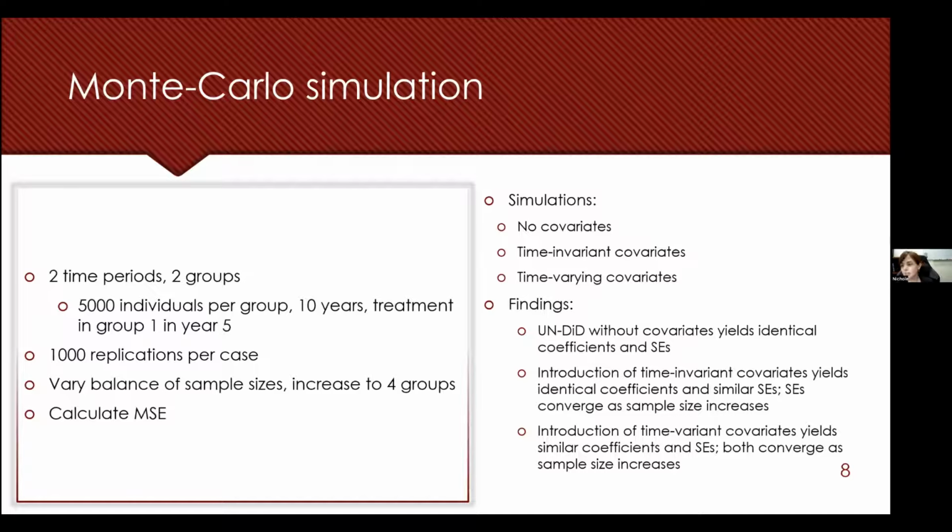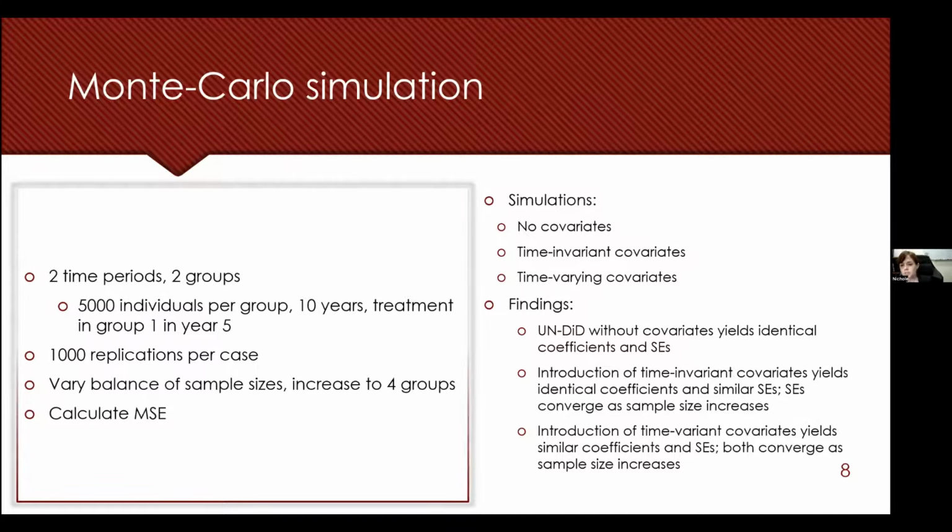In short, for the Monte Carlo simulations, we are dealing with a relatively simple set of scenarios. So 2 groups, 2 time periods, the very basic diff and diff setup. We simulated some data, so 5,000 individuals per group, 10-year time period, and treatment occurs in group 1 in year 5. So we have that treatment, sort of the same vertical line that I showed you in the initial diff and diff plot, occurring at year 5, only in group 1. We're using 1,000 replications per case, and then there was a little bit of playing around with the balance of sample sizes, increasing the group number, etc.